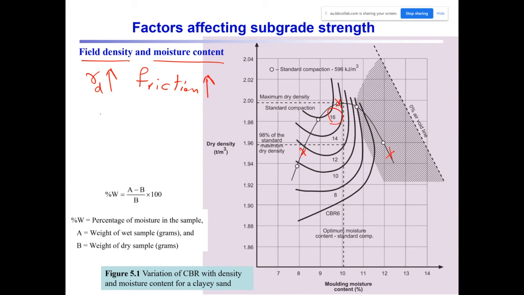And you remember that the strength of the soil, tau f, for example, you remember Mohr-Coulomb from soil mechanics or from fundamentals of geomechanics. When friction between the particles increases, the shear strength of soil will increase. So these are the other two important parameters which affect the subgrade strengths.